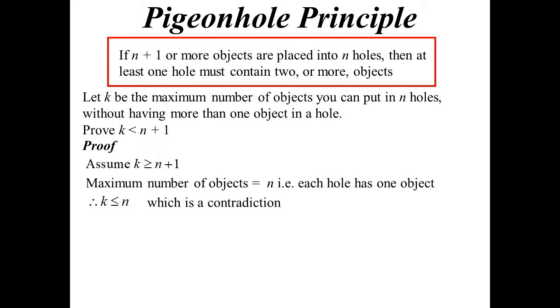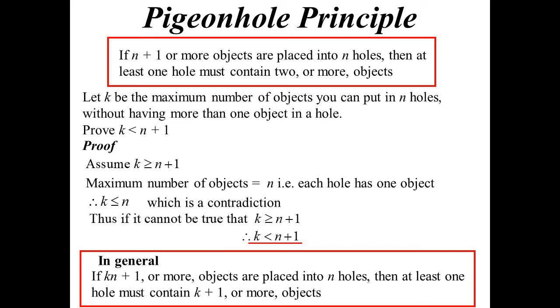We want to prove that K is less than n+1, where K is the maximum number of objects you can put in n holes. We're assuming K is bigger than or equal to n+1. But we said the maximum number of objects would be n, because you can have no more than one object in a hole. So K has to be less than or equal to n. Well, hang on. It can't be greater than or equal to n+1 and be less than or equal to n. There's your contradiction. So it can't be true that K is greater than or equal to n+1. Thus, K has to be less than n+1. So that's a simple little proof.